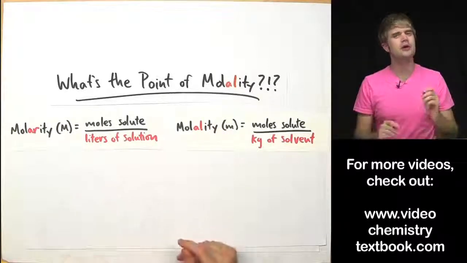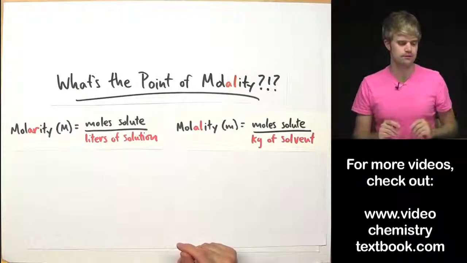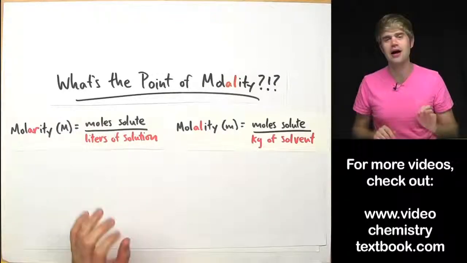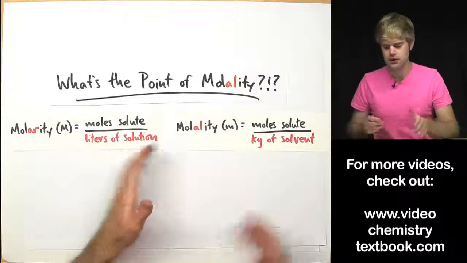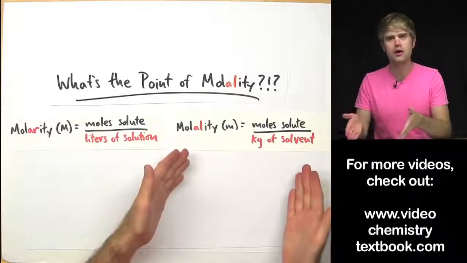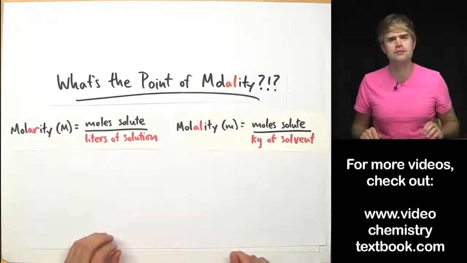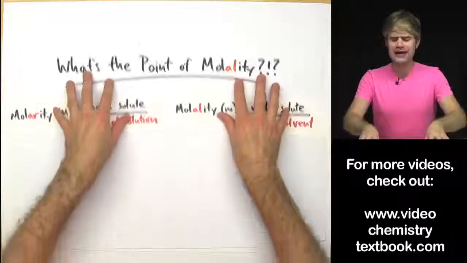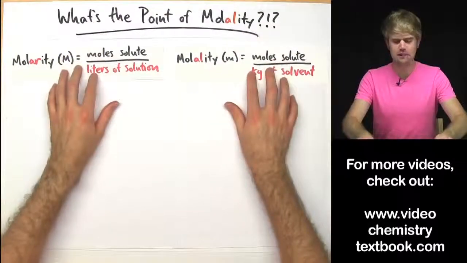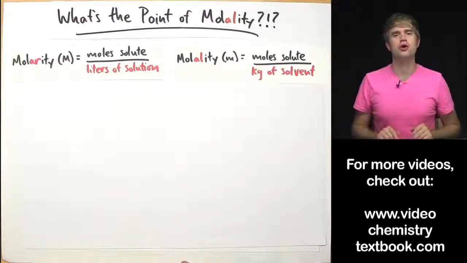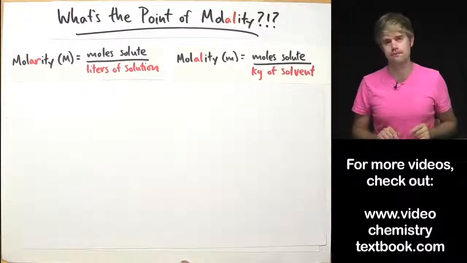When we're talking about concentration of a solution, we usually describe it in terms of molarity, moles of solute divided by liters of solution. So then, what's the point of molality? It has a weird name, and it's all about kilograms of solvent. Well, molarity is more common, but there are some situations where molality is a better measure of concentration. I will talk about two of them.